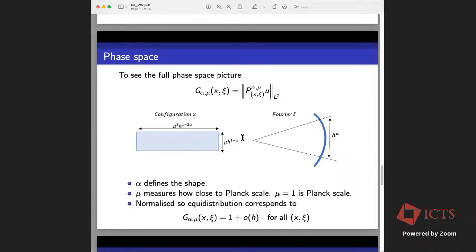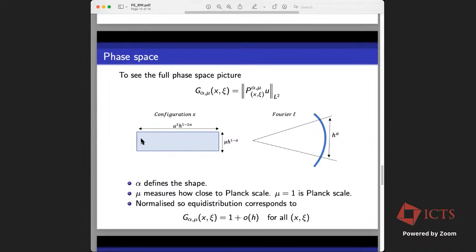Then you also want to look in configuration space at some localization. You can't completely localize because of the uncertainty principle, but the uncertainty principle also tells you that you could close to localize in a h to the 1 minus 2 alpha, h to the 1 minus alpha little box. And what I mean by this is outside the box, you have rapid decay. So it isn't quite 0, but it's small enough that you don't really worry about it.